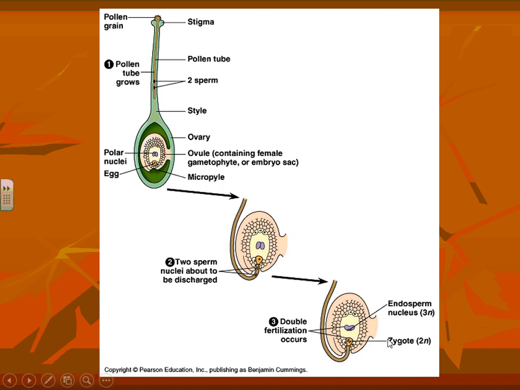I'm showing we now have a zygote that has the diploid number of chromosomes, and that means that's the 2N. And then here's the endosperm nucleus, and the endosperm is a 3N number of chromosomes, but that's not going to make another new individual. That's the storage that's going to make up the seed, and the seed is going to use that to stay alive and continue to grow.